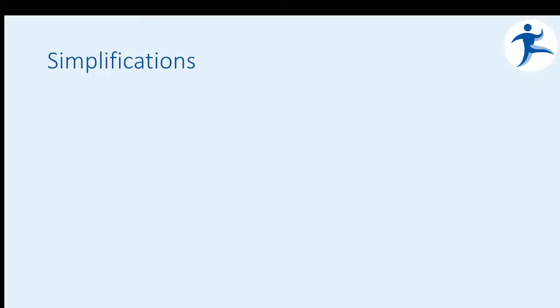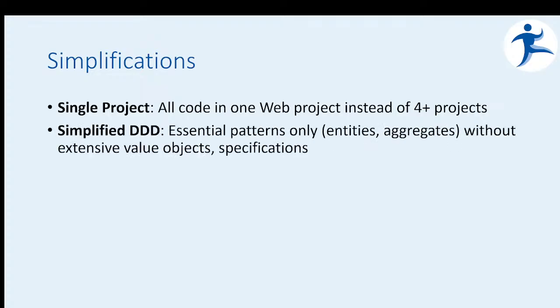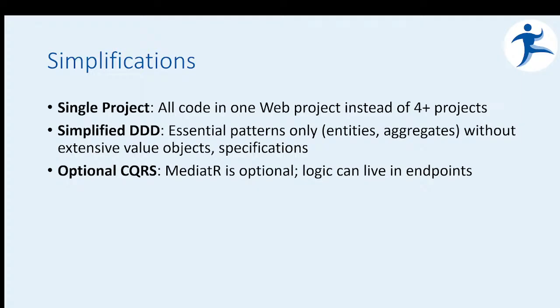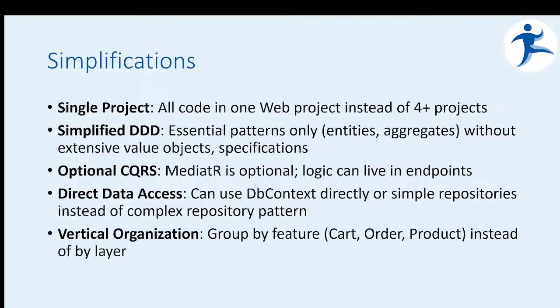Now with this minimal template, there's simplifications. So there's a single project. One project! I am so excited. And it's all code in one web project instead of 4+ projects. It's simplified domain-driven design. And mediators, optional. Logic can live in the endpoints. You can use DB context directly or simple repositories instead of going with a complex repository pattern. Did I mention clean architecture doesn't have to be complicated? Did I tell you I had something cool to show you? And we're grouping by feature. So you'll see carts and orders and products by layer.